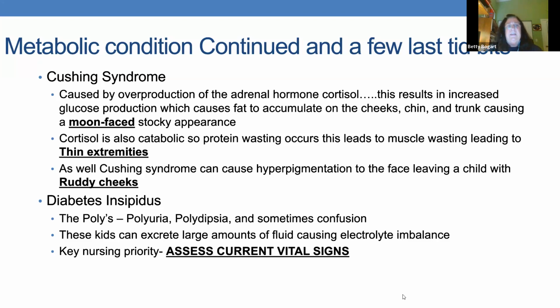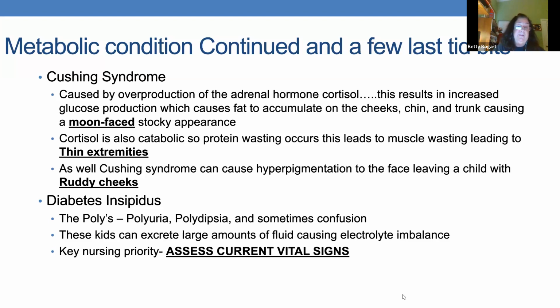So you're going to see what? What do these children look like? Well, your big, chunky cheeks, chin, moon face, ruddy, which is like a red cheek. Some students are like, what does ruddy mean? Well, big red cheeks is what you're going to see. Big moon face. They're going to be full in the abdomen, but they're going to have very thin extremities. So you have thin arms, thin legs, big pudgy face, ruddy, and you're going to see a big abdomen type thing. And that's what you see with Cushing.